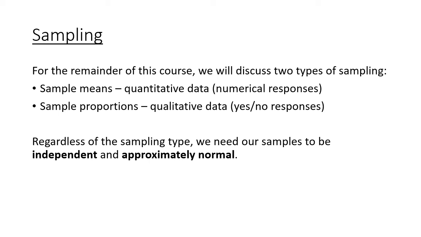Right? When you're doing your survey or you're doing your study, are you recording numbers or are you recording people saying yes and no? Now, it's going to be really important to distinguish between the two of those because those differences are going to keep popping up. And we're going to look at those differences in Chapter 8, in Chapter 9, and those differences again in Chapter 10. And you're going to see there's a lot of overlap because regardless of the sampling type, we always need our samples to be independent and approximately normal. It's just that there might be slightly different ways that we go about that.